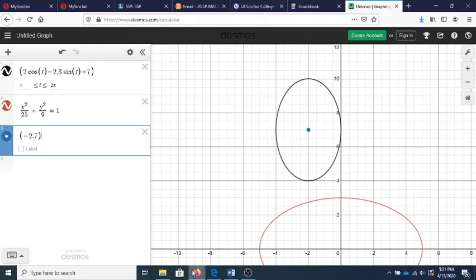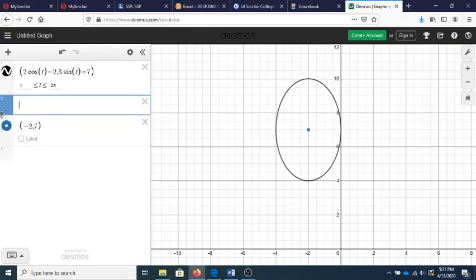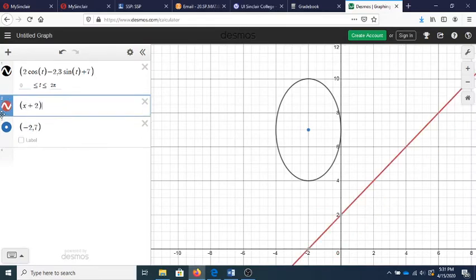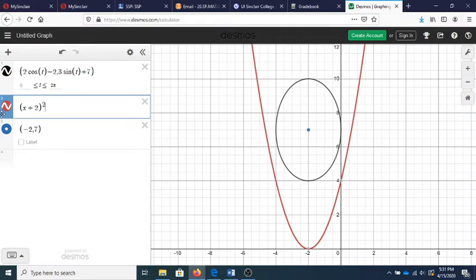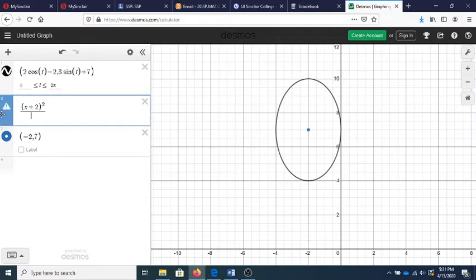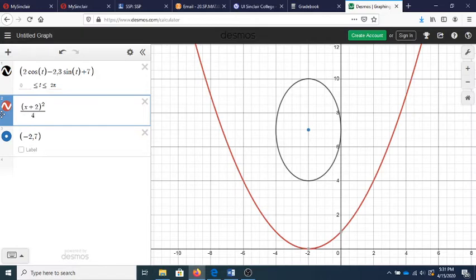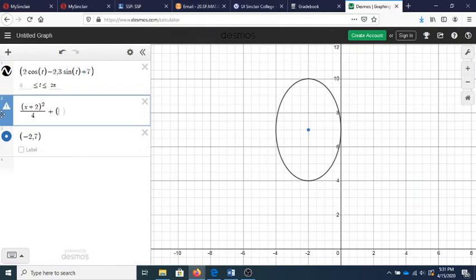Let's just check that in Desmos real quick. Let's just get rid of that and start over. Alright, so what do we got? We got an x plus 2 squared divided by the horizontal radius squared. 2 squared is 4, plus y minus 7, that 7 is the y coordinate of the center, squared, divided by the vertical radius squared.